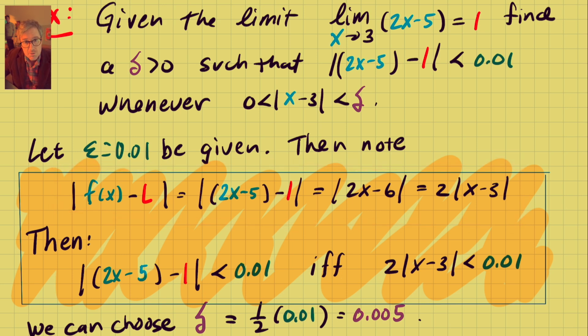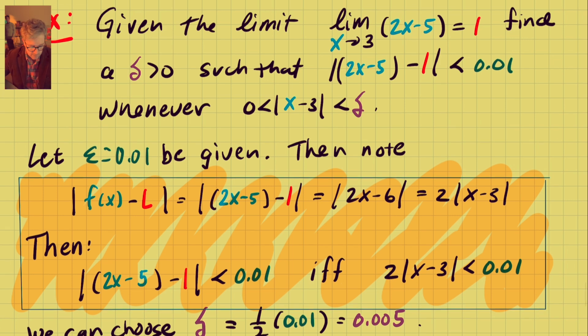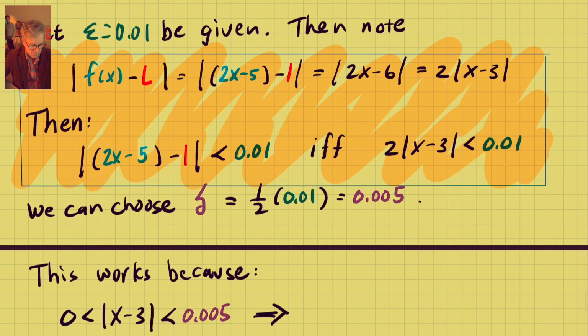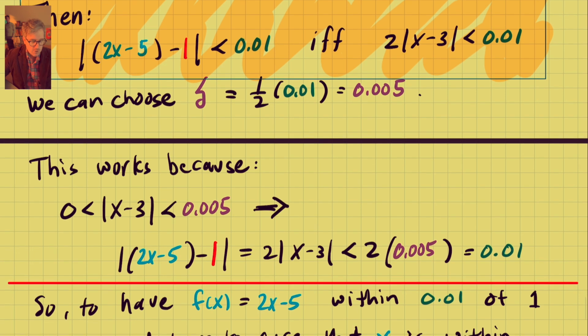I'm just going to tell you what the delta is, and then we'll see why it works. So here we can choose delta equal to 1/2 of your epsilon. You gave me 0.01 as the epsilon, and I'm saying delta needs to be half of that. Okay, so we'll set delta equal to 0.005. Now, maybe you already see why that's the case. If so, I congratulate you. If you don't, worry not. We're going to talk about it right now. Why do we choose this delta?